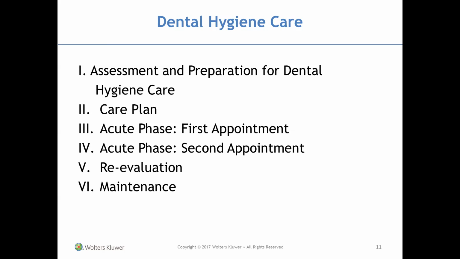Oftentimes the second appointment is when we can start doing scaling. A lot of the NUG patients don't have a lot of calculus. It's more soft debris, so to speak. So you've got to try and just get that bacteria to turn around. And unfortunately, the ultrasonic is one of the best devices for that, but it's usually a couple of appointments. And these are also the patients that you want to bring back for reevaluation and to continually motivate and make sure that they are on the right track.